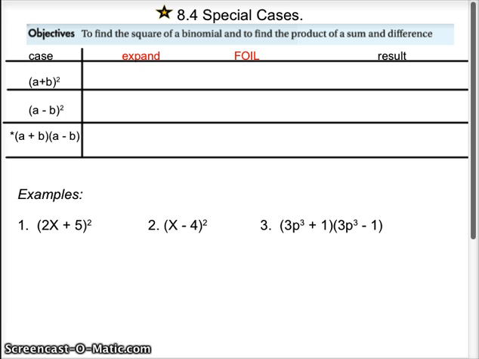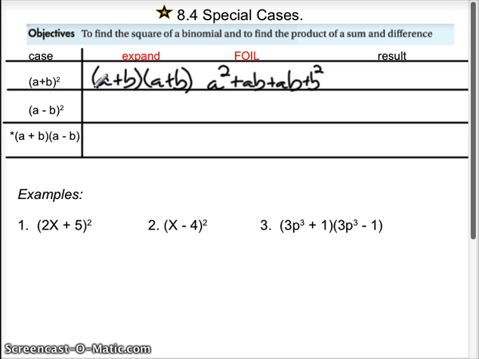Now, the first thing I want you to consider is for that a plus b squared, what I had us do, I had us actually write it out. I had us expand it so it was easier to see what was happening when we are foiling. So when we do foil this, first, which is a times a, gives us a squared. Outside, which gives us a times b, so ab. Inside, which gives us b times a, so also ab, and last, b times b gives us b squared.